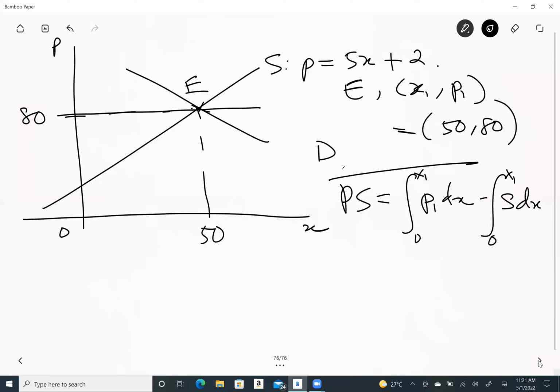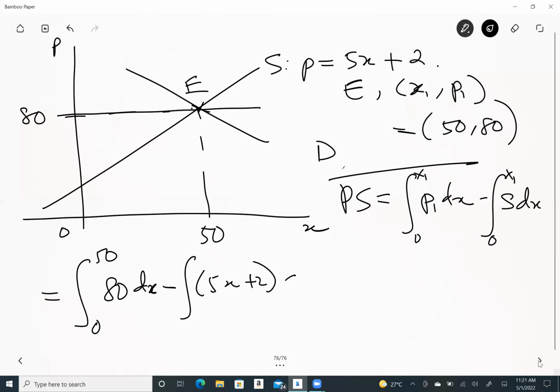So you substitute everything. From 0 to 50, P1 80 dx minus the supply function 5x plus 2 dx from 0 to 50. So that would be our producer surplus. So finish this up at home, get the value. So that is the consumer surplus, producer surplus.